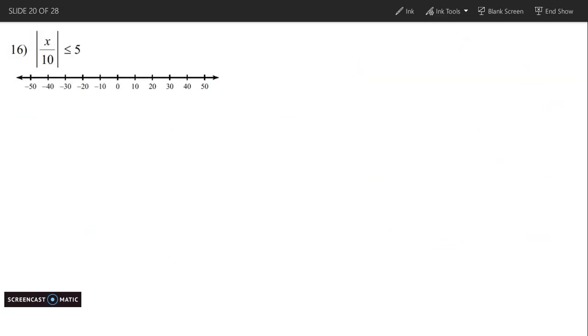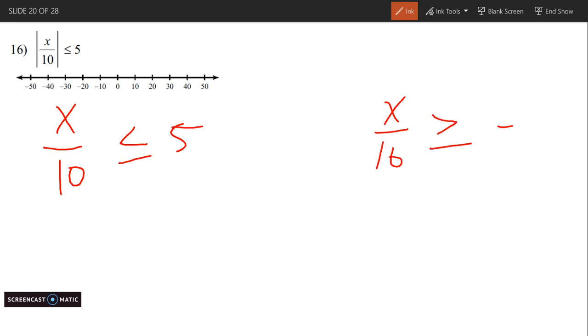Number 16. Absolute value is by itself, so we can set up two inequalities. X over 10 less than or equal to 5. X over 10 greater than or equal to negative 5. Inequality needs to change direction. The number on the right needs to be made negative.